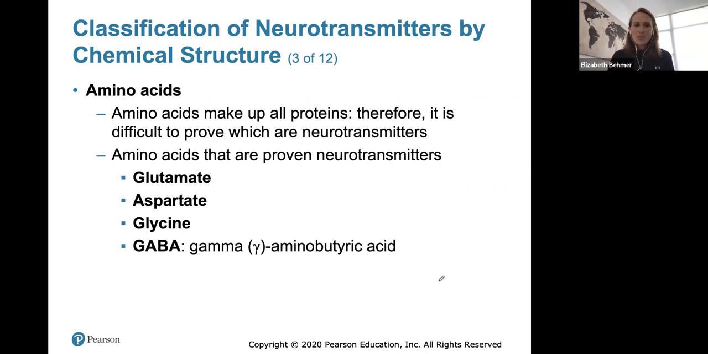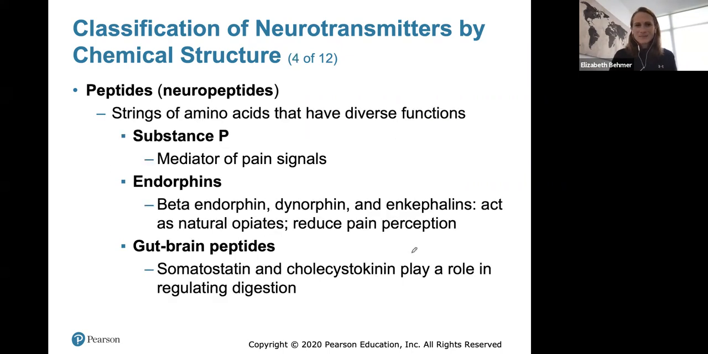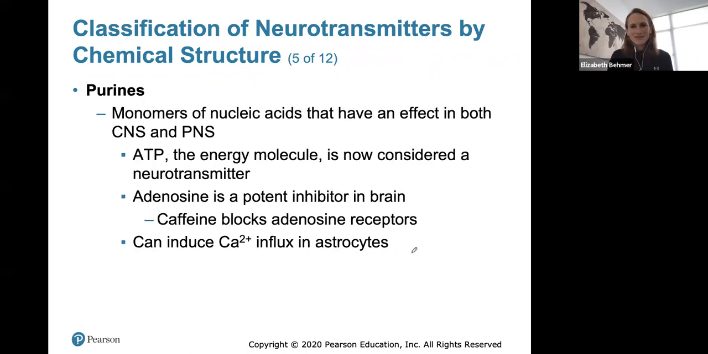Amino acids make up all proteins, and amino acids are also neurotransmitters: glutamate, aspartate, glycine, and the gamma aminobutyric acid. Peptides are strings of amino acids that have diverse functions. So again, these are all neurotransmitters that have very diverse functions. And again, neurotransmitters are the language of the nervous system. These are released between synapses, so between neurons that are communicating. So we have lots of different neurotransmitters. So a lot of scientific research and study is spent learning these, because this is how your nervous system communicates.